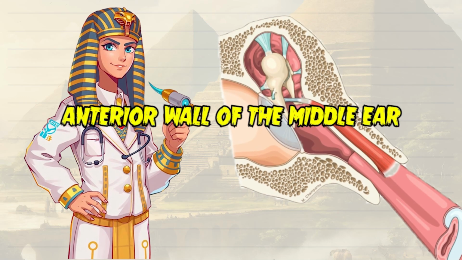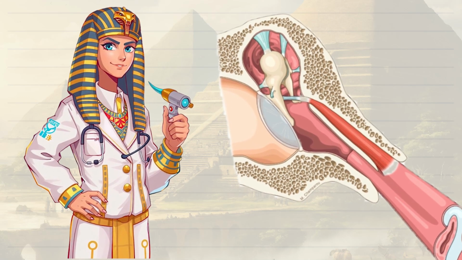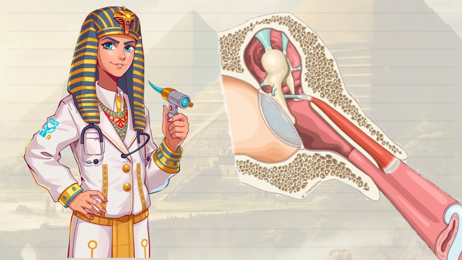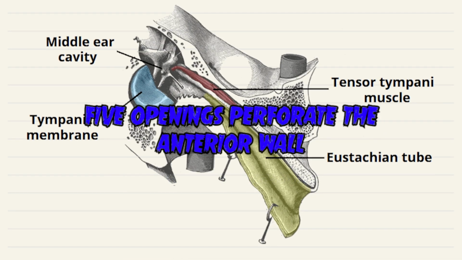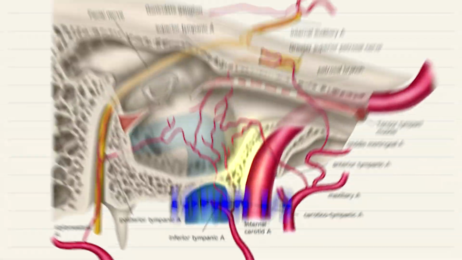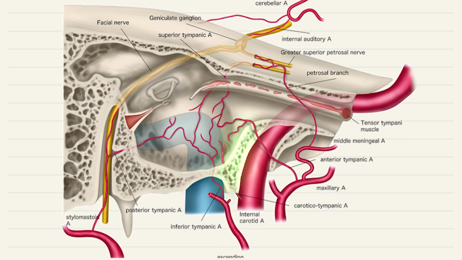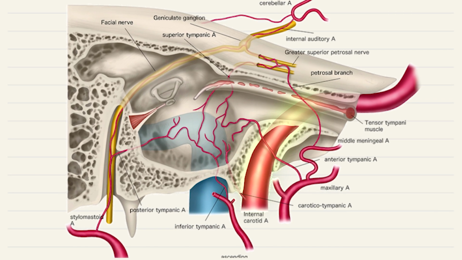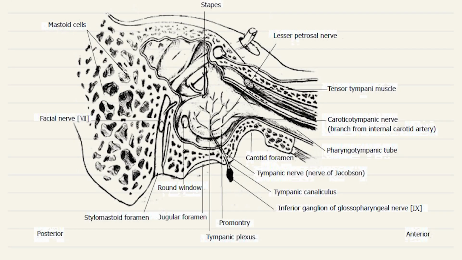Anterior wall of the middle ear. The narrowest wall because the medial and lateral walls converge anteriorly. 5 openings perforate the anterior wall. Lower 1/3. Thin plate of bone covering the internal carotid artery as it enters the skull and before it turns anteriorly. Perforated by superior and inferior caroticotympanic nerves carrying sympathetic fibers to the tympanic plexus.